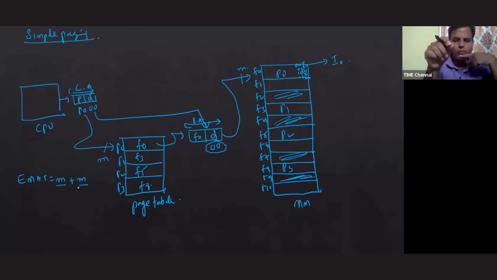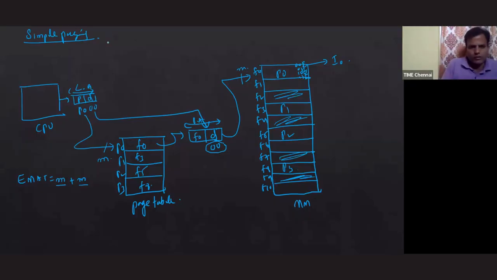Accessing main memory one time itself is slow for the CPU. If the CPU is accessing the main memory one time, it's a slow approach. But you are asking the CPU to access main memory two times. It is much slower. The question is this: how can you improve this performance?